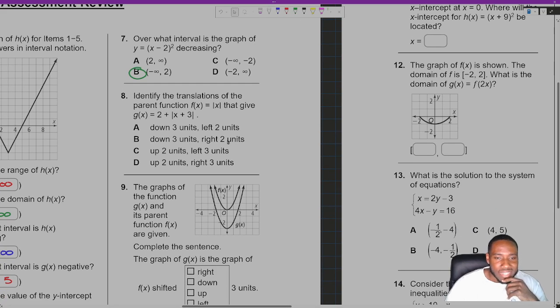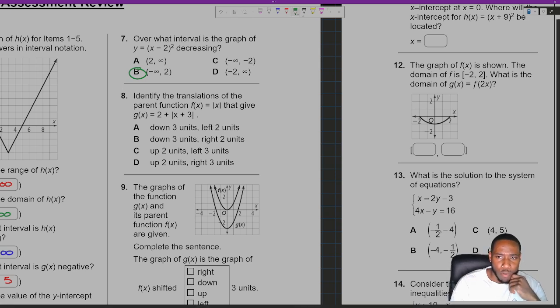Number 8 says, identify the translations of the parent function f of x equals the absolute value of x that give g of x equals 2 plus the absolute value of x plus 3. So they may be trying to trick you here, but really and truly, this one's pretty straightforward as long as you remember what an absolute value function looks like by default before we plug in any numbers for it. And so we can think of it like that vertex form for a quadratic. We know it should look something like this.